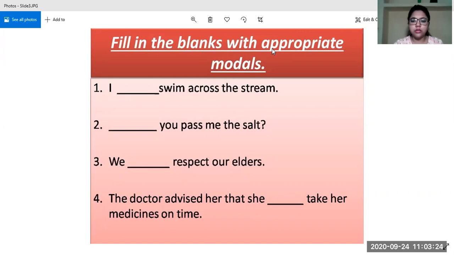Ma'am, must. Why is Divyansh speaking? I have asked Shubhi Verma. Ma'am, the answer should be must. She must take her medicines on time. What else can you use? Shubh. The doctor advised her that she should take her medicines on time. Should is the most appropriate over here because it is talking about advice or suggestion. However, you can use must also. So this is the beauty of modal auxiliaries, that more than one answer can be correct. So very few of you will be getting it wrong.